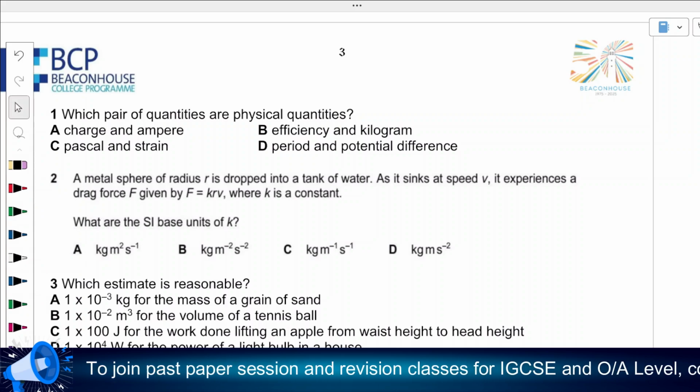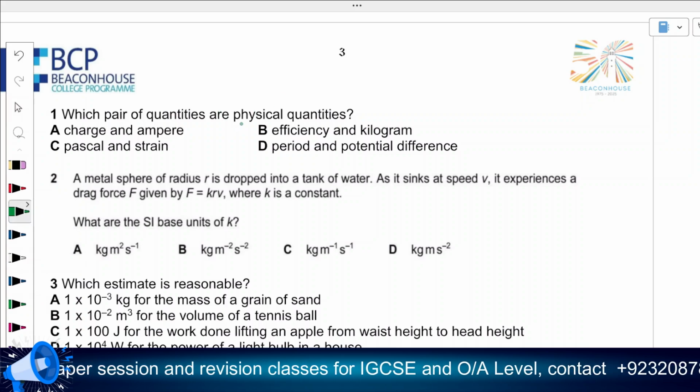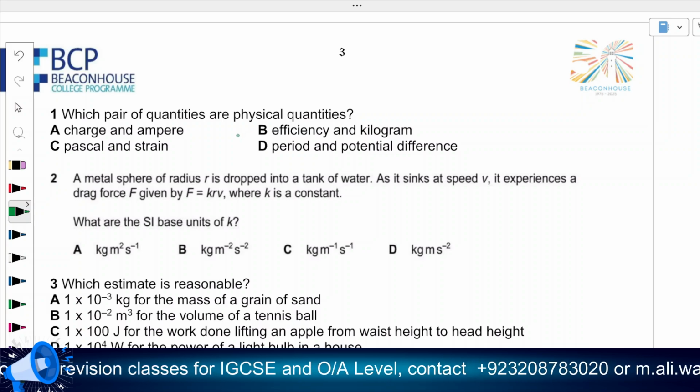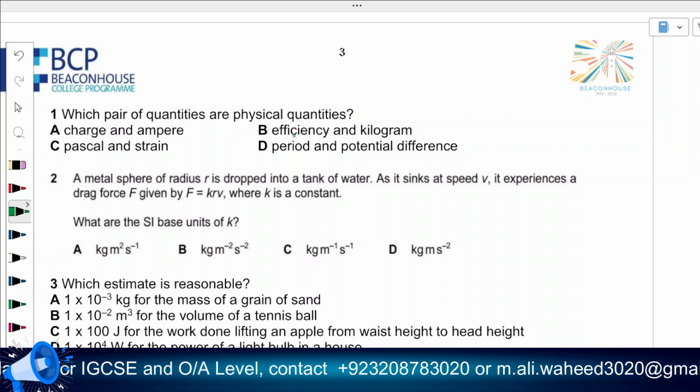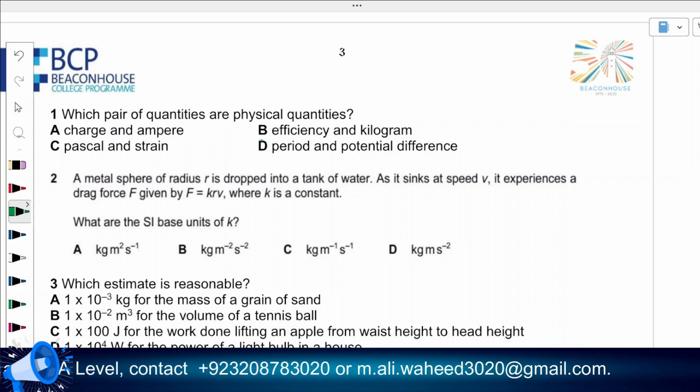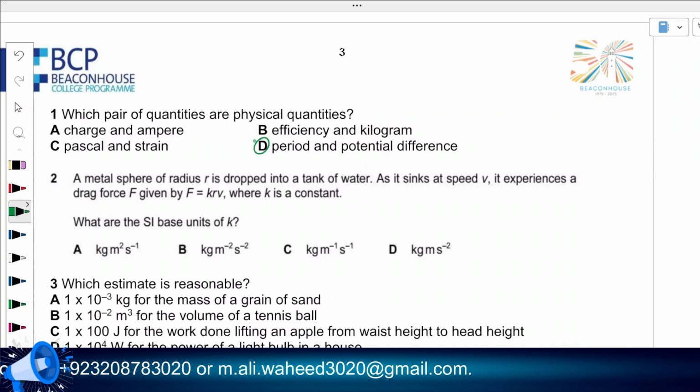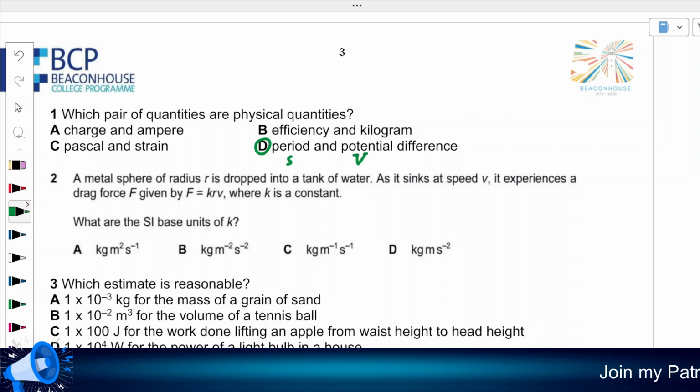Alright, so there you go. Which pair of quantities are physical quantities? A physical quantity must have a unit and a numeric value. So for this one, we have D as the right answer. Time period has the unit second and potential difference has the unit volt.